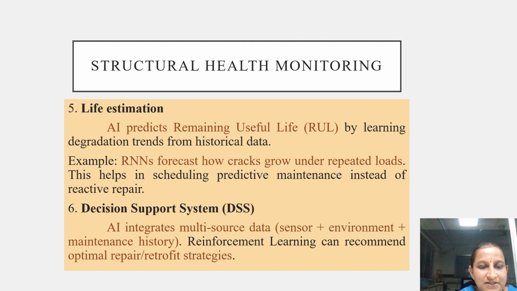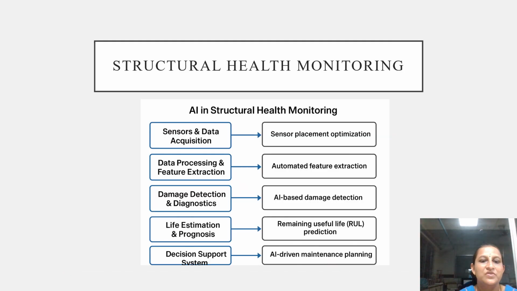And all the steps which have been included till now will be helpful for taking the decision. The decision support system involves integrating AI with multi-source data, like sensor, environment, and maintenance history. For the decision support system, we can use reinforcement learning, which can be recommended for optimal repair or retrofit strategies. So these are the various steps where AI is used in structural health monitoring.